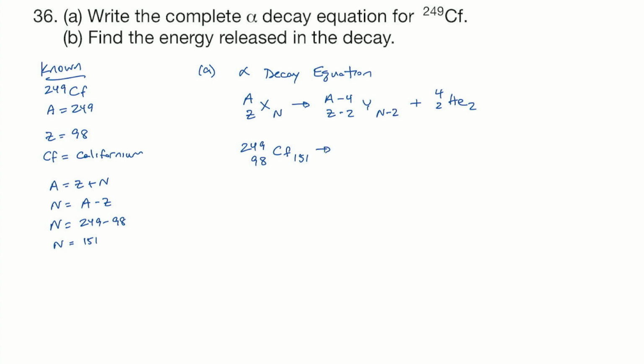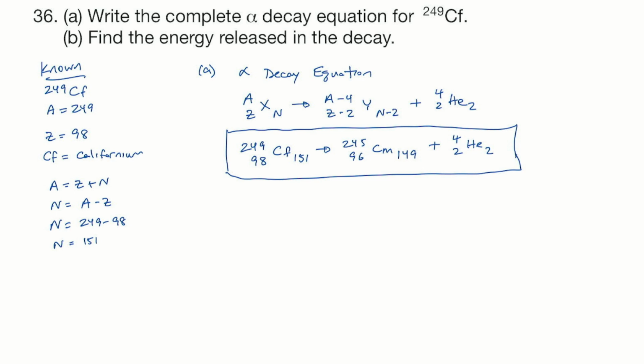Okay, we're going to decrease A by 4. That's going to make it 245. We're going to decrease Z by 2, so that's going to 96. We look up 96 on the chem table, and it is Cm. And then we're going to decrease the number of neutrons by 2, so that's going to go to 149. And then we have our alpha particle, which is the helium nucleus, 4, 2, He, and 2 neutrons. All right, so that is the decay equation.